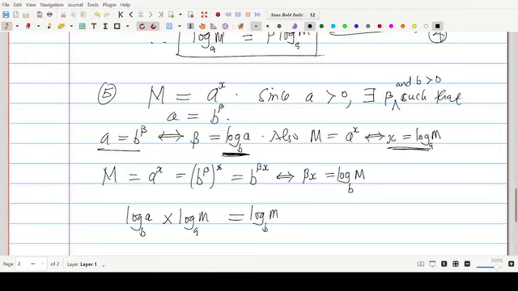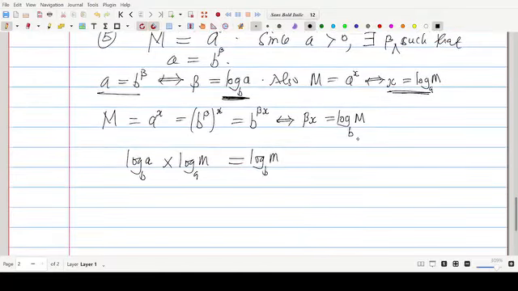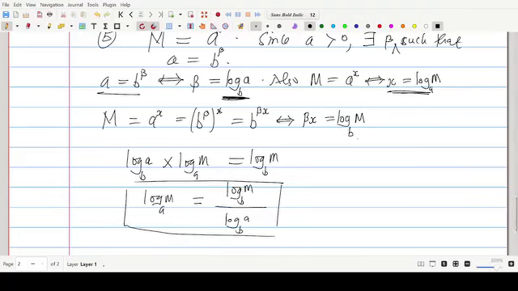Now let's isolate log to the base a of m and see the meaning of this. On isolating it, we have log to the base a of m equal to log to the base b of m divided by log to the base b of a. What can we gather from this latter expression?